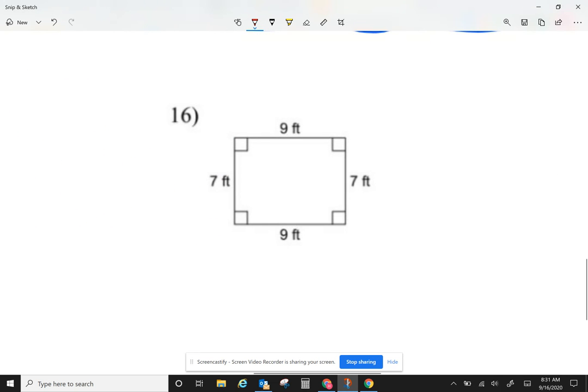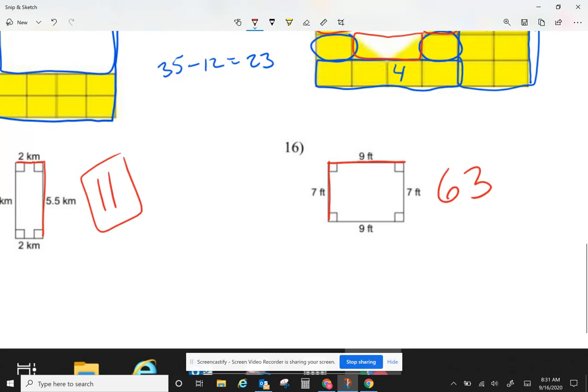Number 16. The long side is 9. So the length is 9. The width is 7. Remember, we tend to call length the long side and width the short side. So I'm just going to go 9 times 7. And I'm just going to say the area of this rectangle is 63.